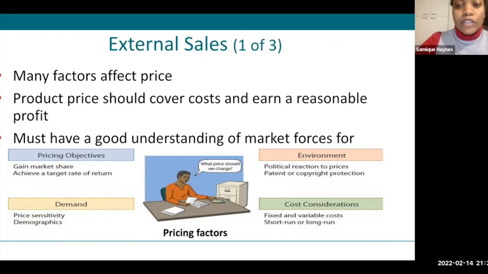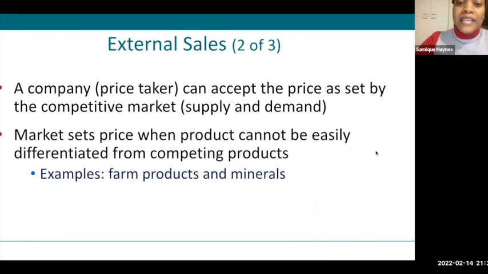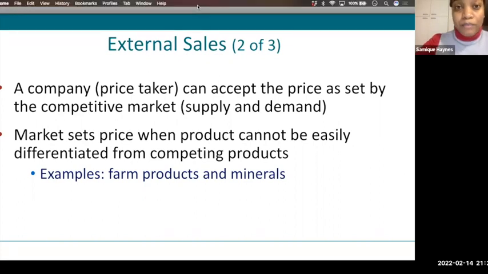So cost considerations. And we're looking at both the fixed and variable costs. Okay. So companies that just accept the price in a competitive market are known as price takers. And the market will set the price when a product cannot be easily differentiated. So if you have a very unique product, then you can set the price for that product. But if your product is very general and there's nothing specific about it, then the market is going to set the price for that product.